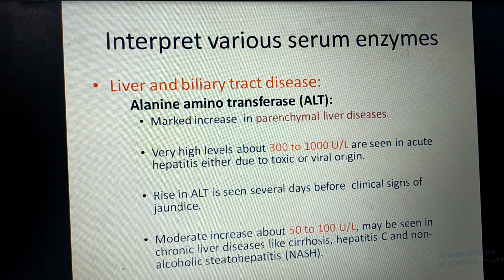Now, in case of chronic parenchymal liver diseases, the ALT level increases from 50 to 100 unit per liter, and the causes of chronic liver diseases are namely cirrhosis of liver, hepatitis C, you can add hepatitis B, non-alcoholic steatohepatitis, and etc. So ALT is a very important enzyme in both acute as well as chronic parenchymal liver disease.